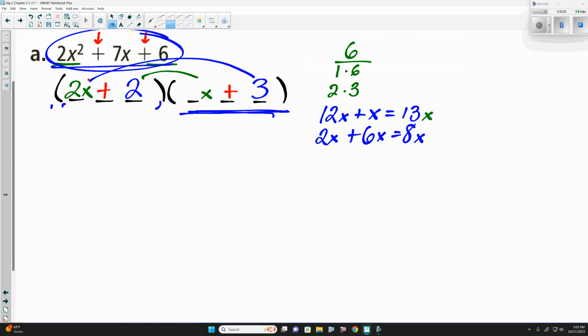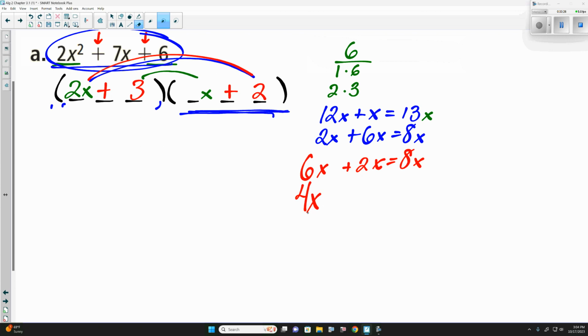So we would need to switch the 2. If we checked it, 2x times 3 is 6x. 2 times x is plus 2x, which gives us 8x. That's still not the correct one. If we switch the 2 and 3, 2x times 2 is 4x. 3 times x is plus 3x, which gives us 7x. We did it.